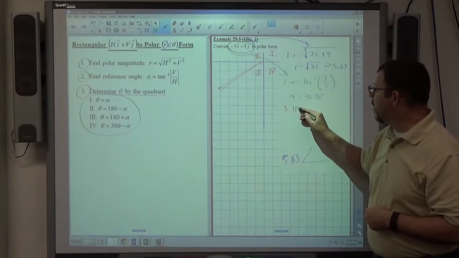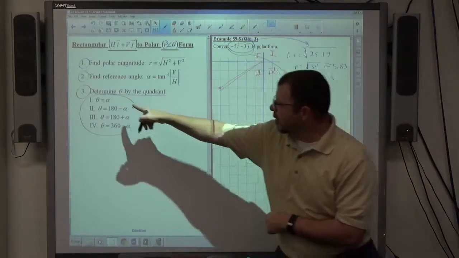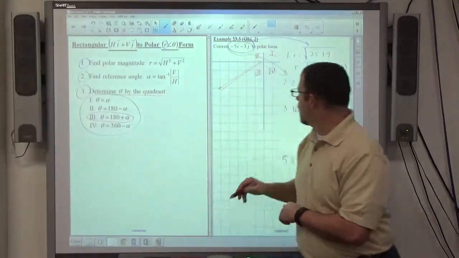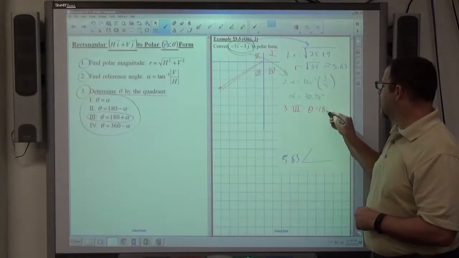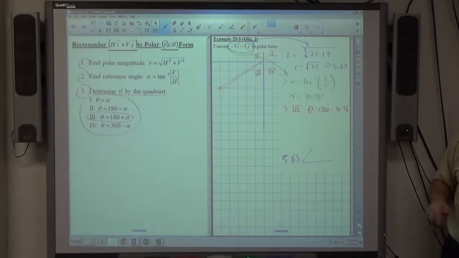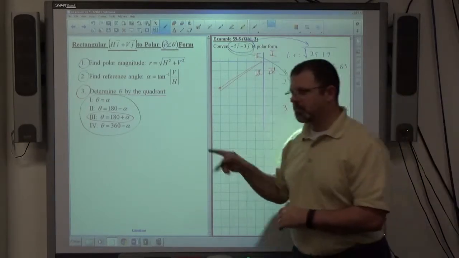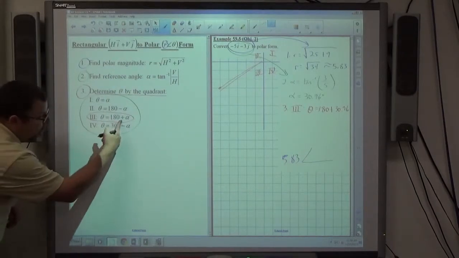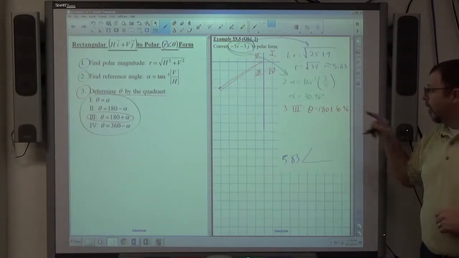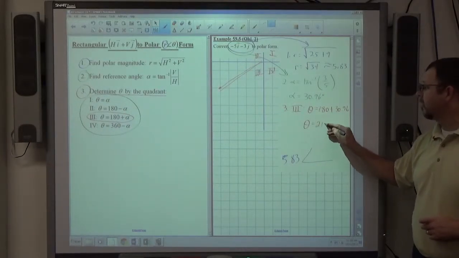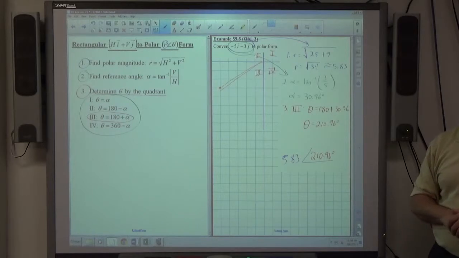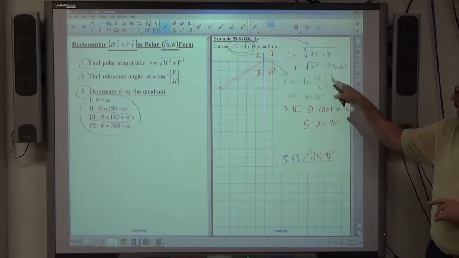So for step 3, I'm going to identify the quadrant I'm in, and then look at my list to see what my relationship is between theta and alpha. In the third quadrant, theta, what I care about, is equal to 180 minus alpha that I just found. Oh, sorry, plus alpha. Should use my eyes more. 180 plus alpha, third quadrant, plus. All right. 180 plus 30.96 just happens to equal 210.96 degrees. R found, theta found, answer.